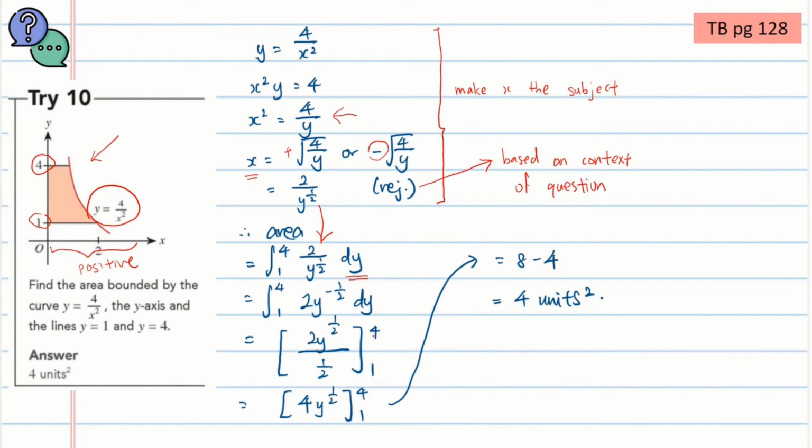Then I am having 4 and 1 over here. Then I will simplify, so I'll get 4y to the power of half, because 2 divided by half is 4. Then substituting the value of 4 into y and the value of 1 into y, I am looking at 8 minus 4 for this definite integral. So it simplifies to 4 unit squared. And that's how I get my answer for try 10.